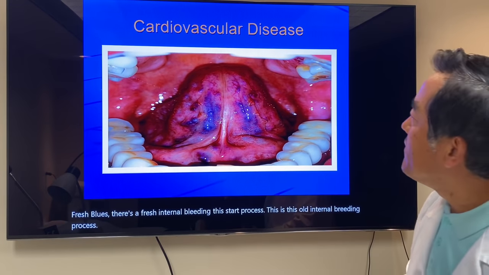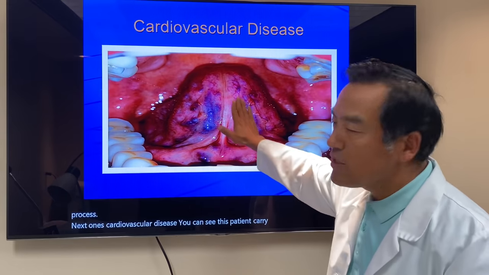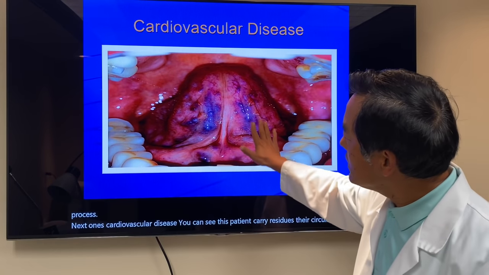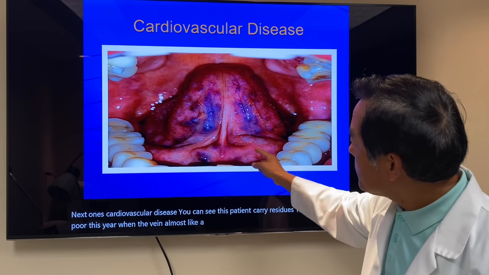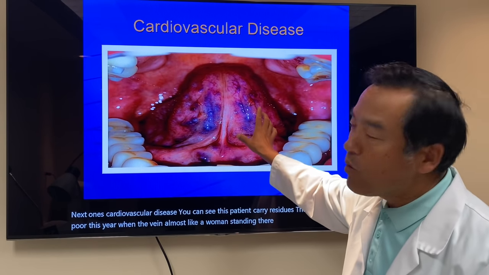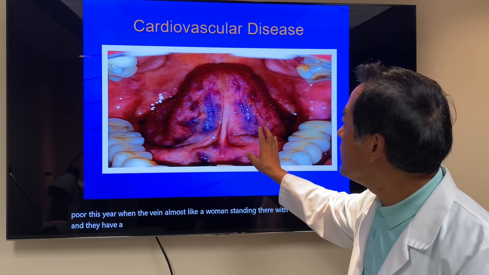Next one is cardiovascular disease. You can see this patient has cardiovascular disease. The circulation is so poor. Usually the veins are almost like a worm standing there, with bruises. More often, they already have a certain degree of heart failure.